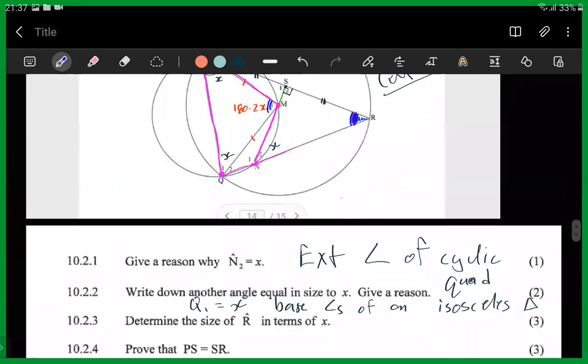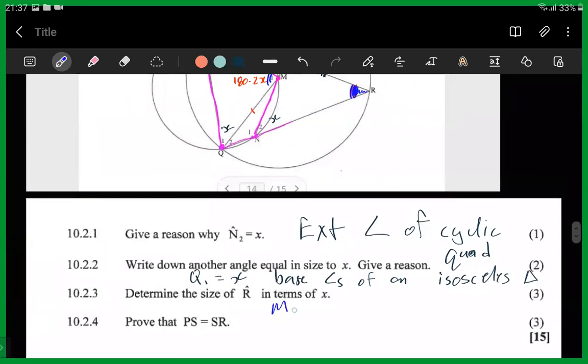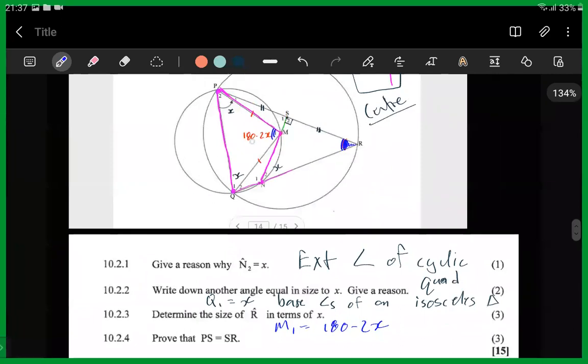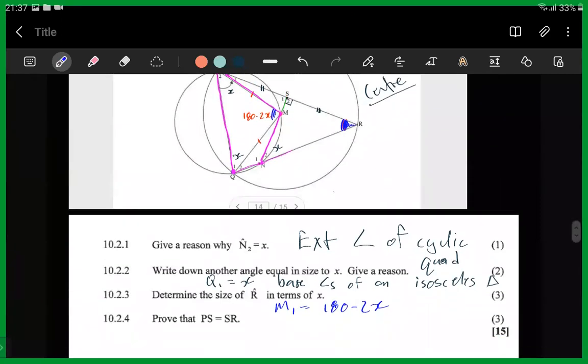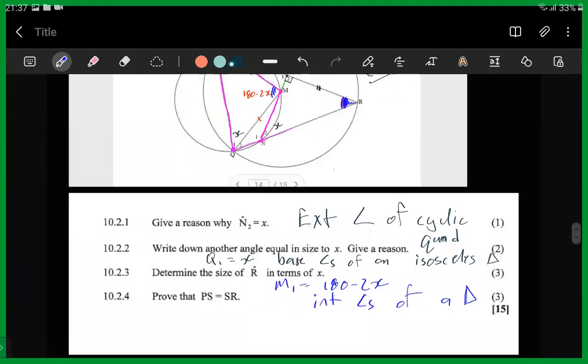So remember, mentioning this here, we're going to say M1. We have to write a statement and a reason for what we did. M1 is equal to this, and then we give them a reason. What is the reason for saying this is 180 minus 2x? Interior angles of a triangle. That's the one we should use. That's how we said M1 is what it is.